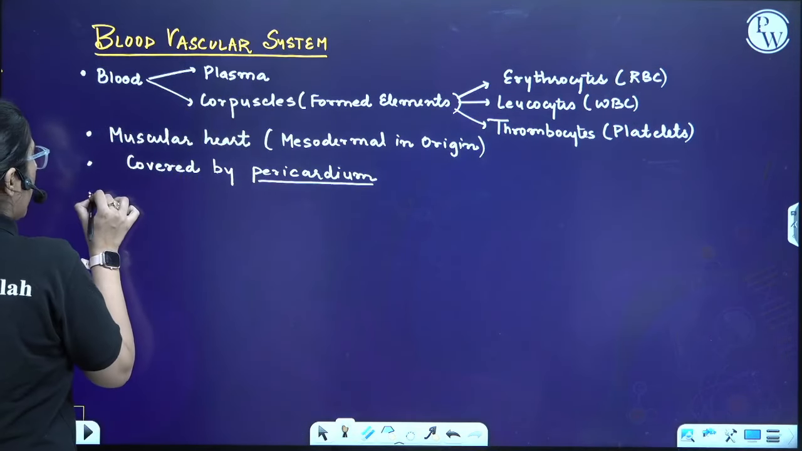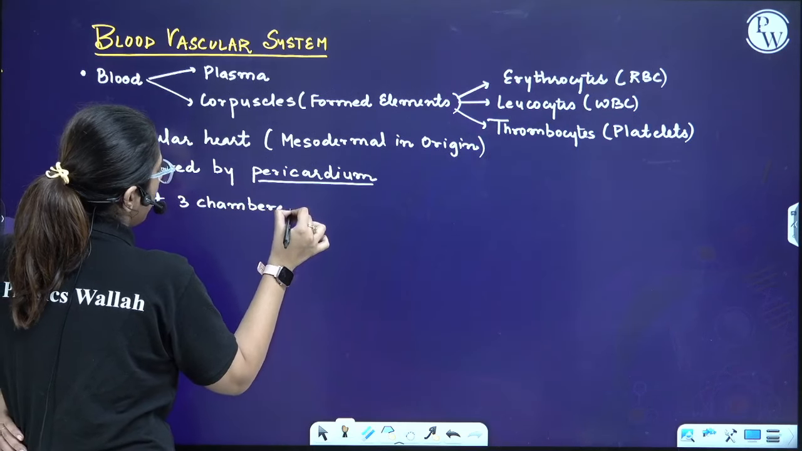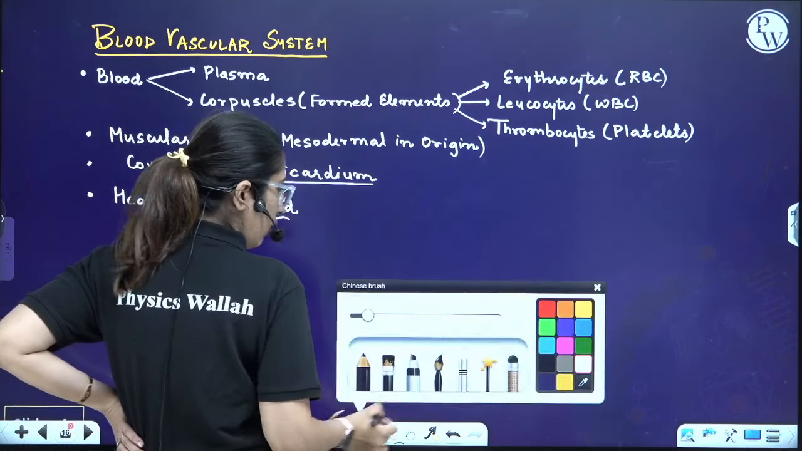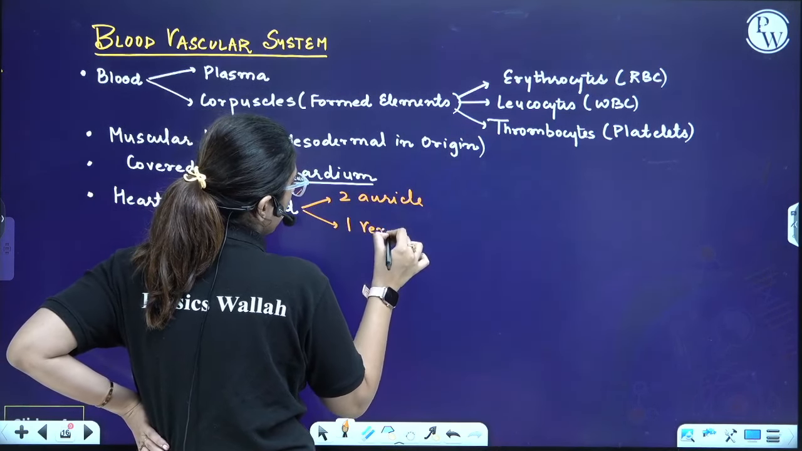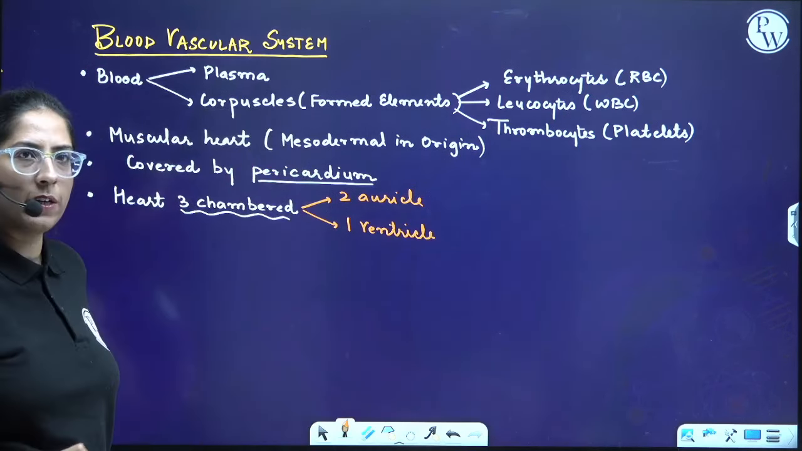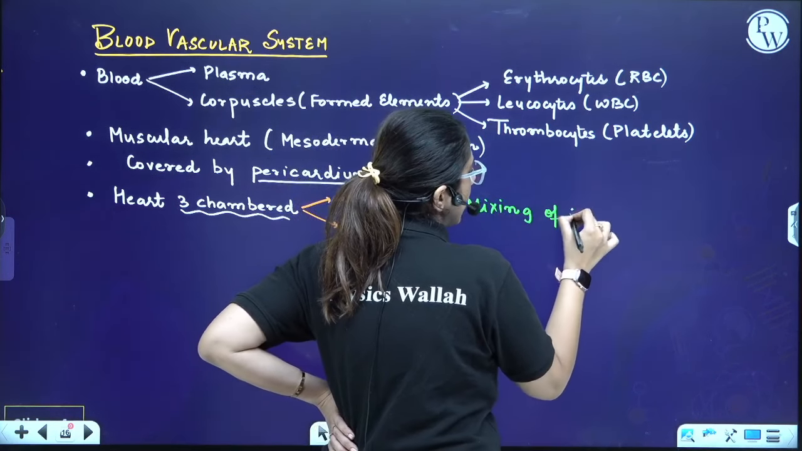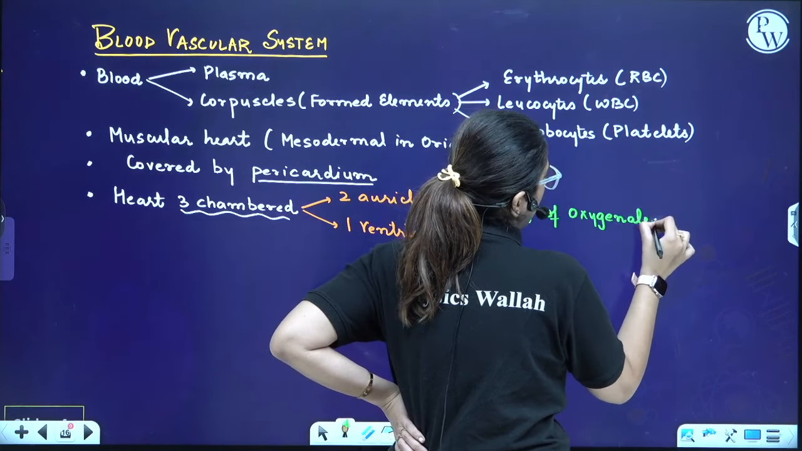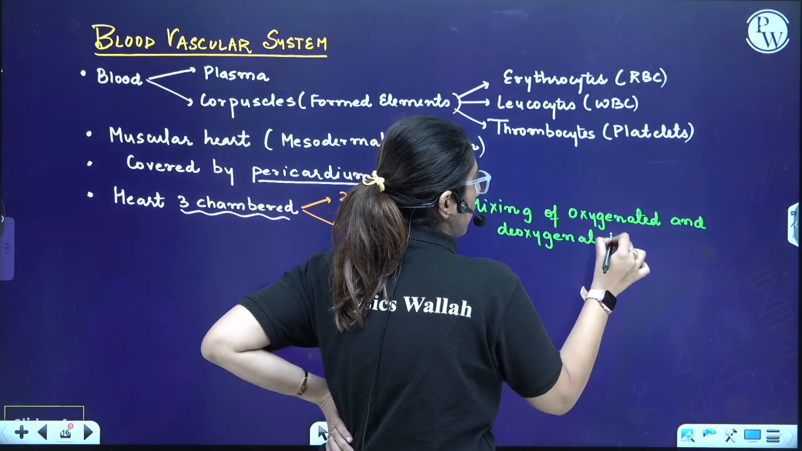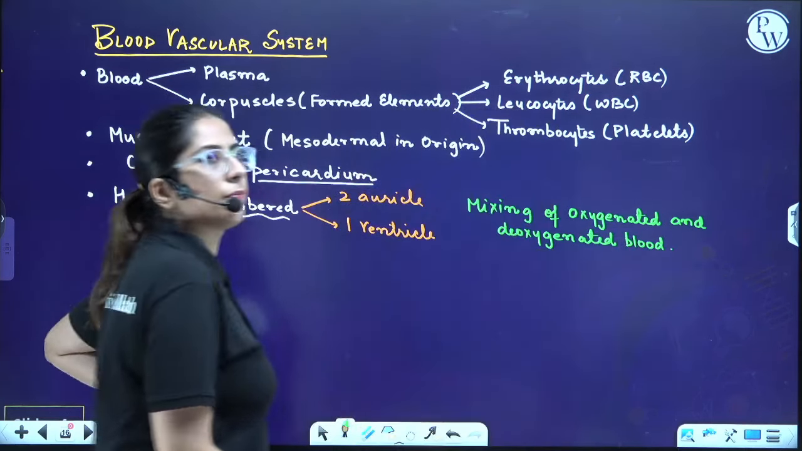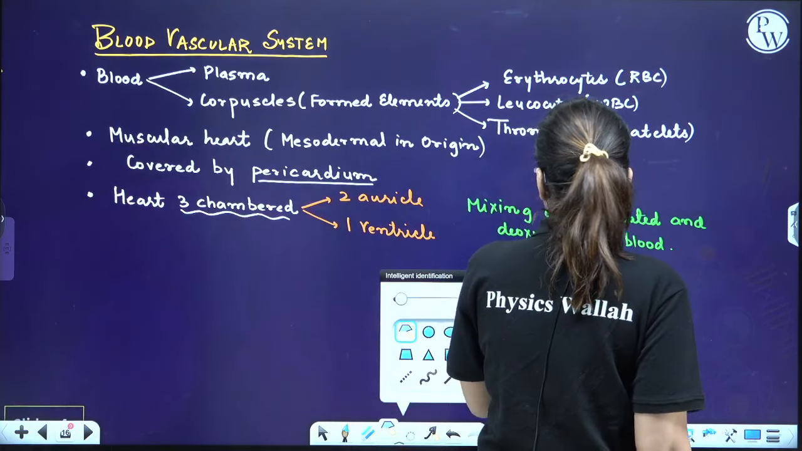Now, in this organism, the heart is three chambered. Very important. So, what do they have? They are having two auricles and one ventricle. Because of this, there is mixing of oxygenated and deoxygenated blood. I'll show you how. Point clear? Do you want to have a look? Yes? So, let's have a look.